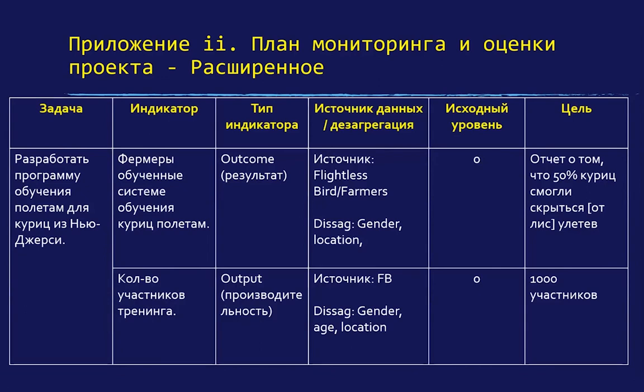So key here is the data source. The evaluation will also ask you how frequently you will conduct the monitoring. So one of the columns here that's missing, that you can include, is obviously how often. Let me just take you through this. So the objective: design a program to teach chickens in New Jersey how to fly. I have two indicators: farmers trained to teach chickens to fly, meaning how many farmers were trained, and the number of training participants. So my first one is the outcome.